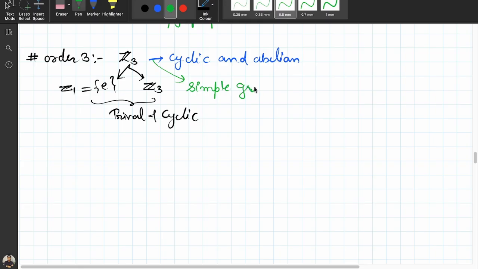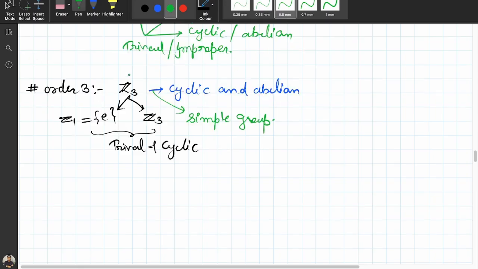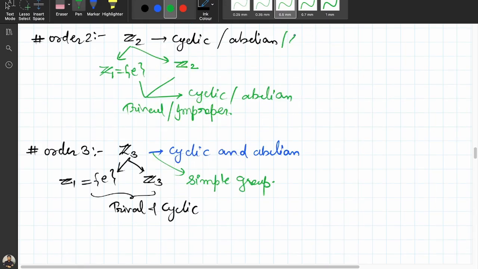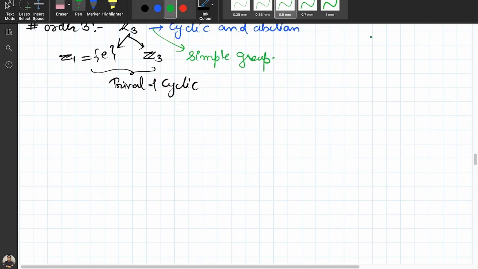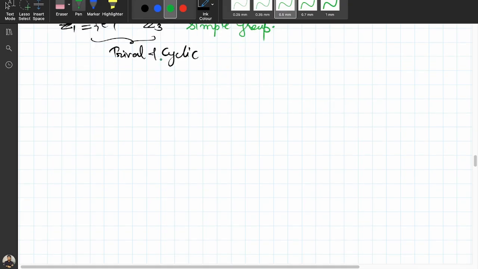Why simple group? One more thing, prime order. This is also a simple group. We can write this is also a simple group. It has only 2 default subgroups. Okay. Next, order 4. We'll discuss groups of order 4.